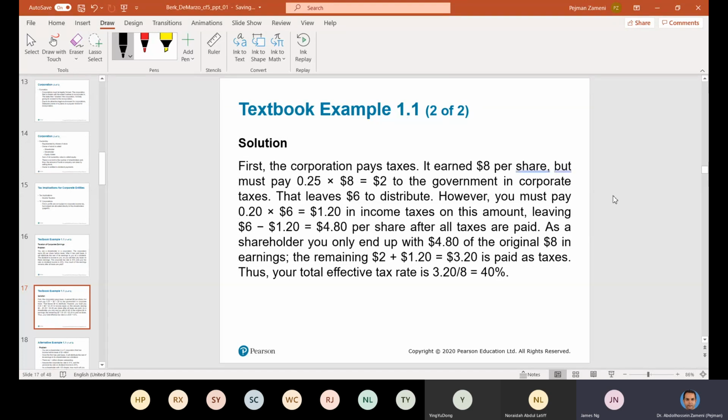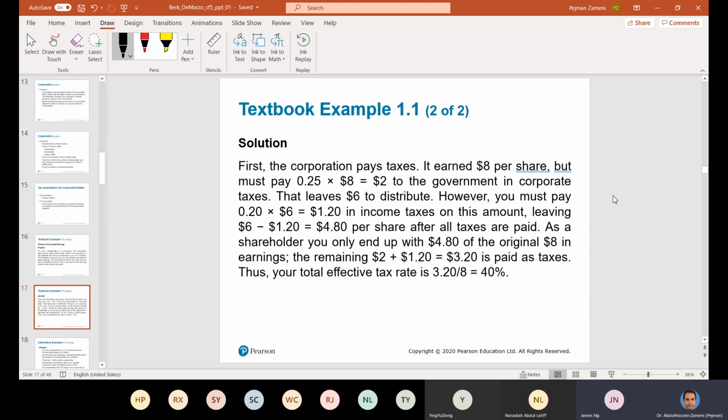Okay. First, the corporation pays taxes. It earned $8 per share, but must pay 25% tax. Means 0.25 multiplied by 8 is $2 tax to the government. Corporate taxes. That leaves $6, yeah? $8 minus $2 tax, remaining is $6. That $6 then can be shared, can be given to the shareholders. However, you must pay 20% tax as well. Means 20% on that $6. Means $1.20 is the tax. Then $6 minus 1.20 is 4.80. Few of you got the answer correct.